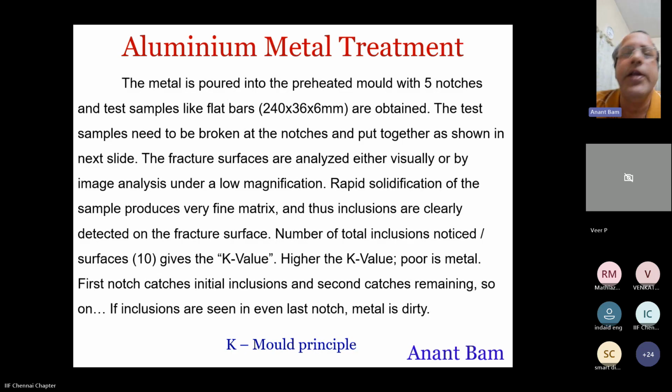K mold is a practical method, shop floor method. The metal is poured into the preheated mold, which is like an inclined plane, as we saw in the previous slide.